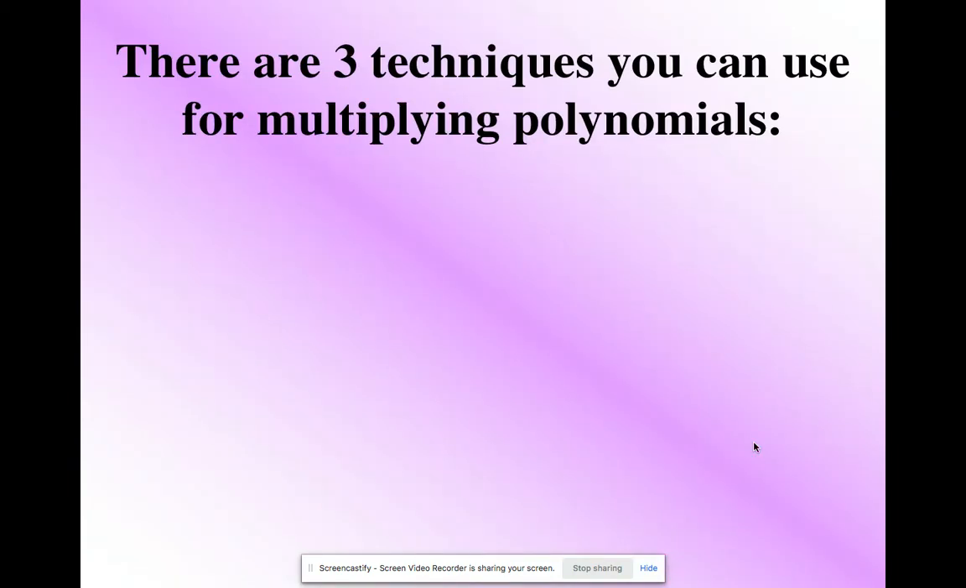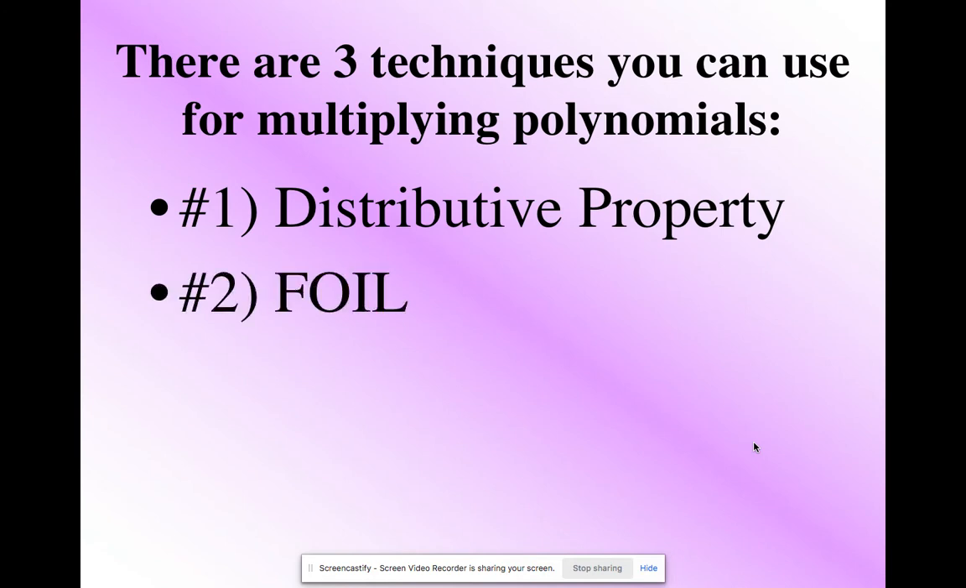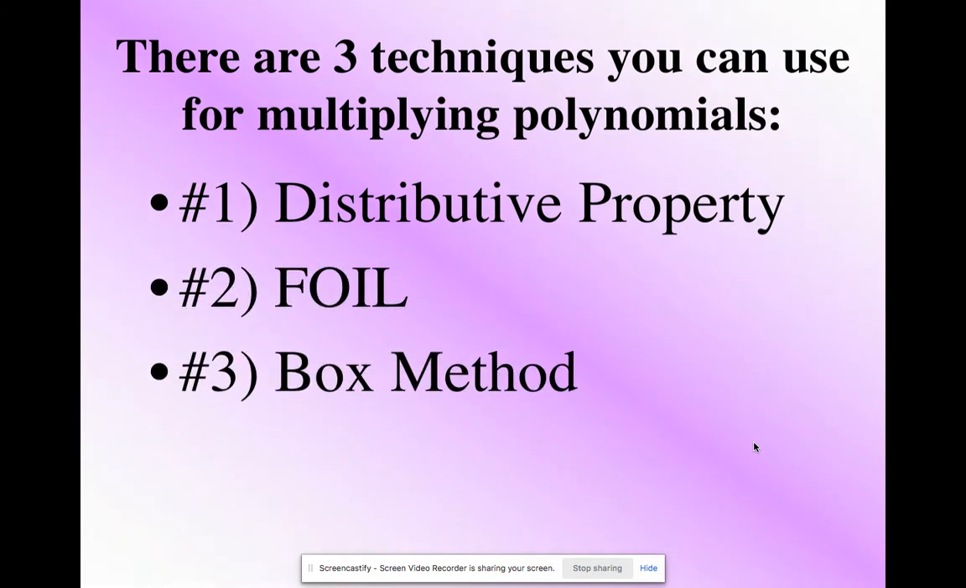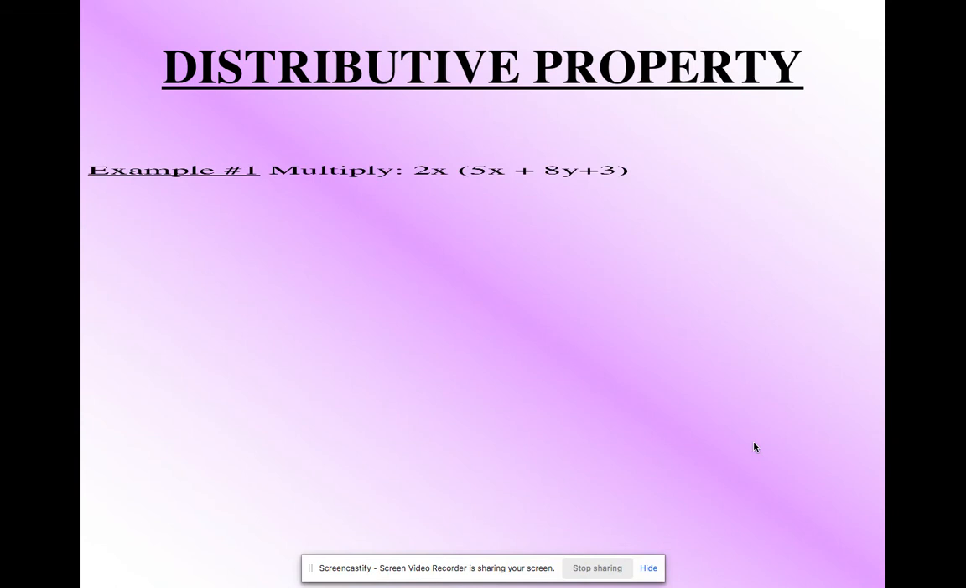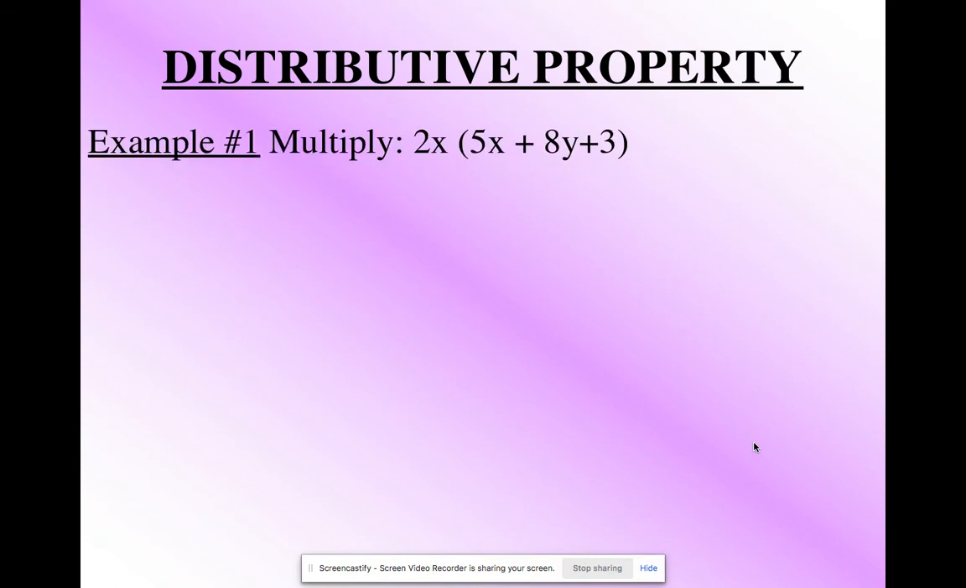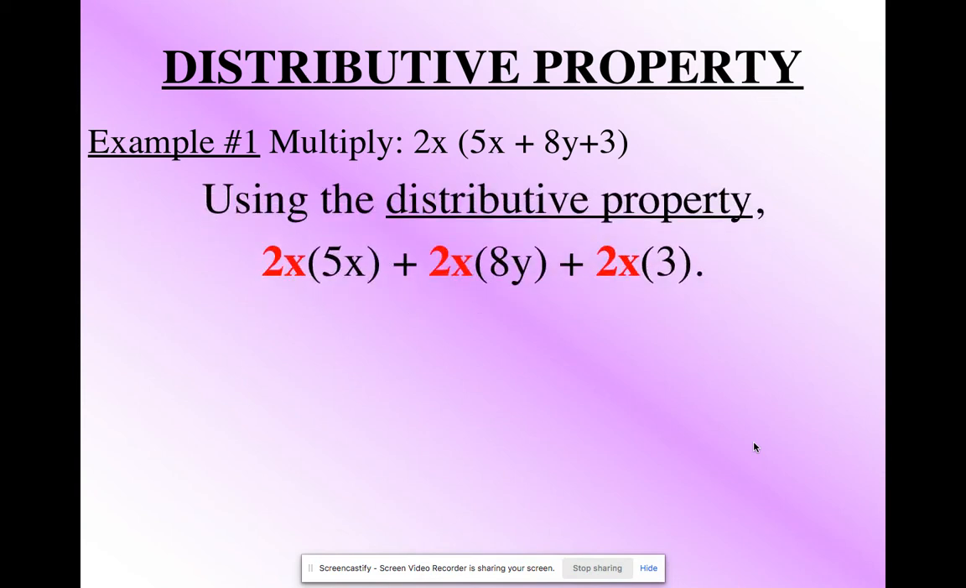Anyways, there are three ways you can multiply polynomials. Number one is the distributive property. Number two, FOIL. And the last one, the box method. Let's go through this. The distributive property works like it always does: you distribute the 2x into 5x, into 8y, and into 3, and multiply all those pieces.